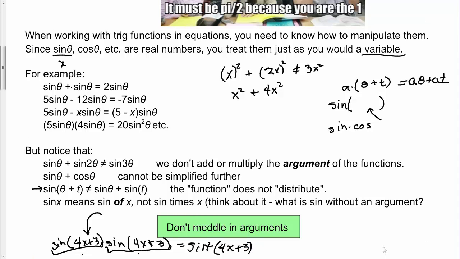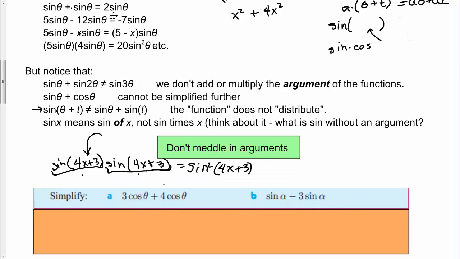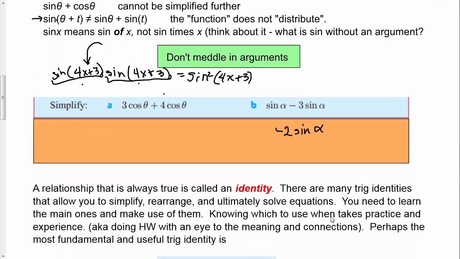Okay, let's look at a couple of examples. We'll start with a couple of simple ones. 3 cosine theta plus 4 cosine theta right here is simply 7 cosine theta. Again, treat the cosine theta like a variable. It's a number. We don't know what it is. We have 3 of them. We have 4 of them. Add together, we get 7 of them. Likewise, sine of alpha minus 3 sine of alpha is just minus 2 sine of alpha. So those are the kind of fundamentals there.